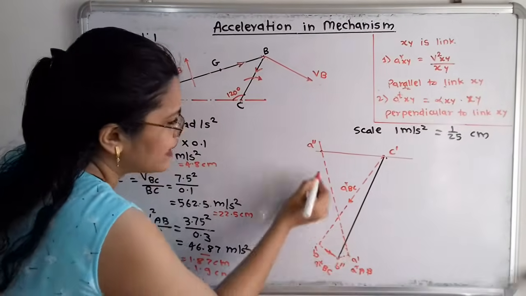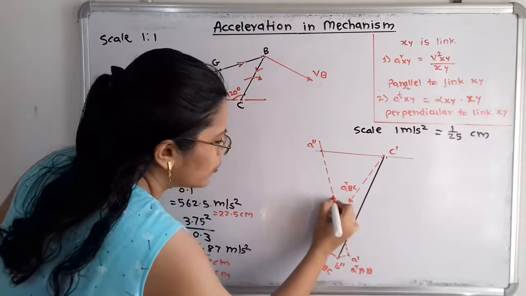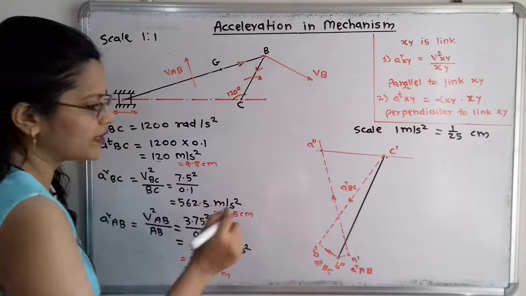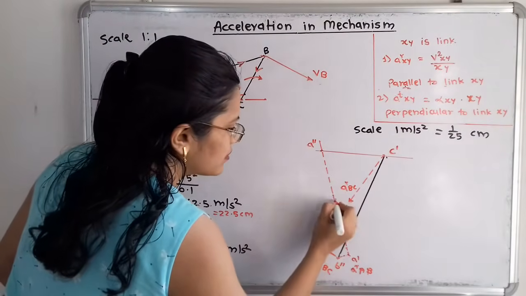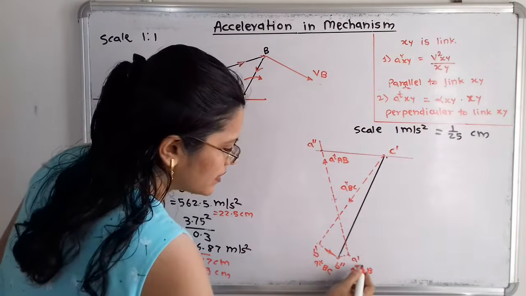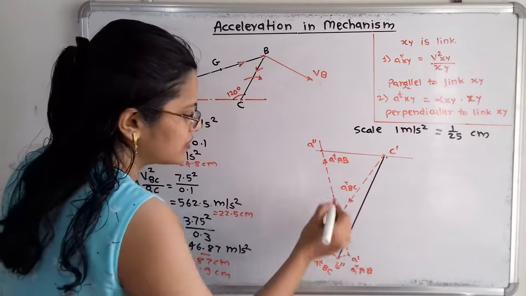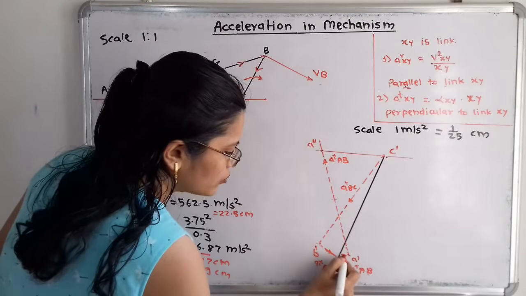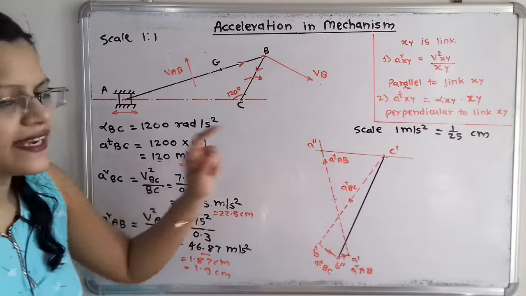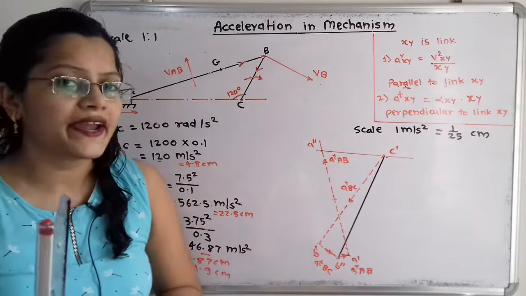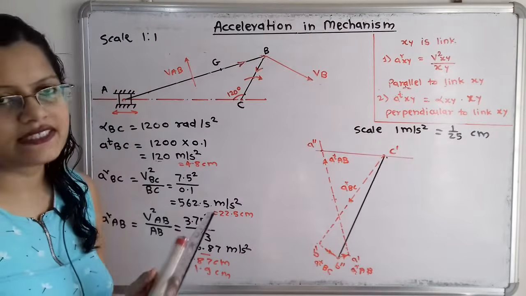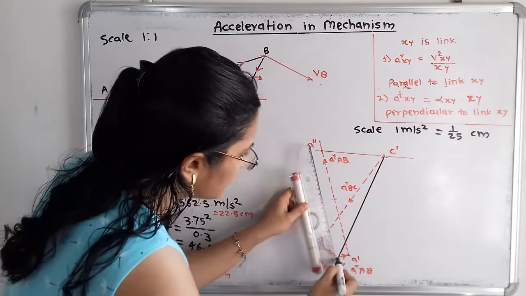From A dash to A double dash we have to show an arrow, and for this arrow I will write that this is the tangential component of AB, A raised to T AB, and here A raised to R AB. So this is the radial component, this is the tangential component, and we have to show the arrows here also. In this way we get the radial component and tangential component. If we join the end points of this radial and tangential component, then we will get the total acceleration. So I will join here.